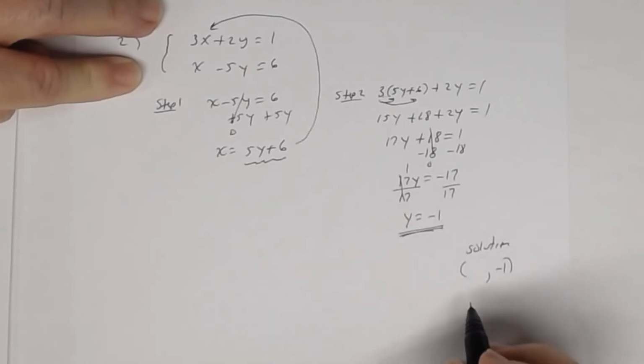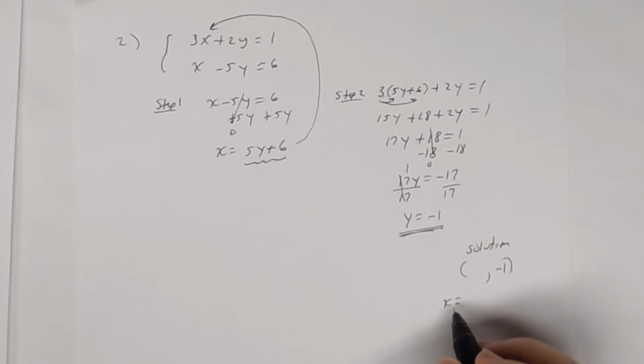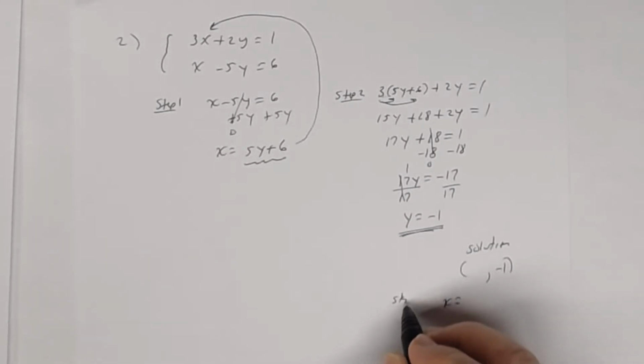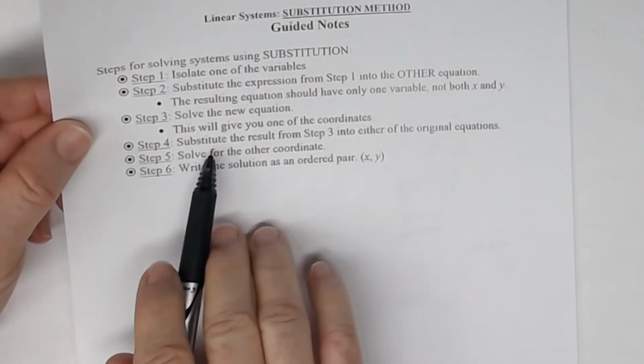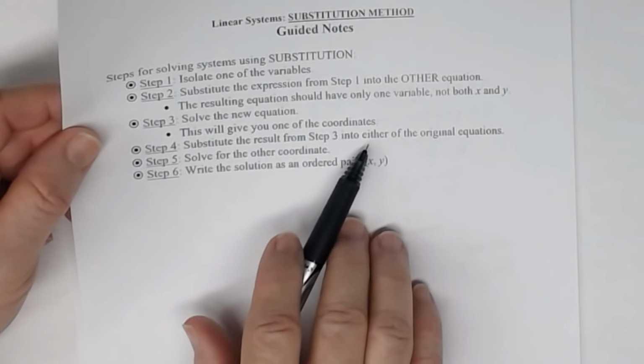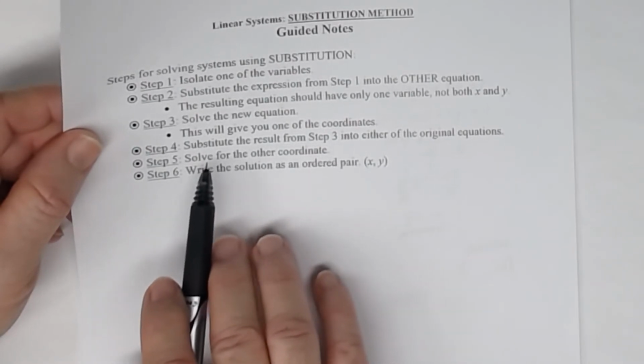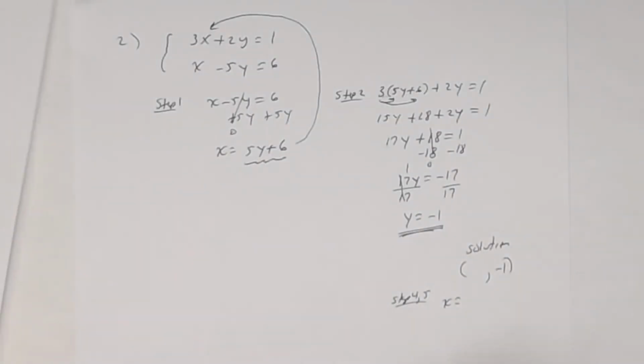So let's find x. We're going to have x equals. This is steps 4 and 5. Remember, steps 4 and 5 are to substitute the result from step 3 into either of the original equations and solve for the other coordinate.